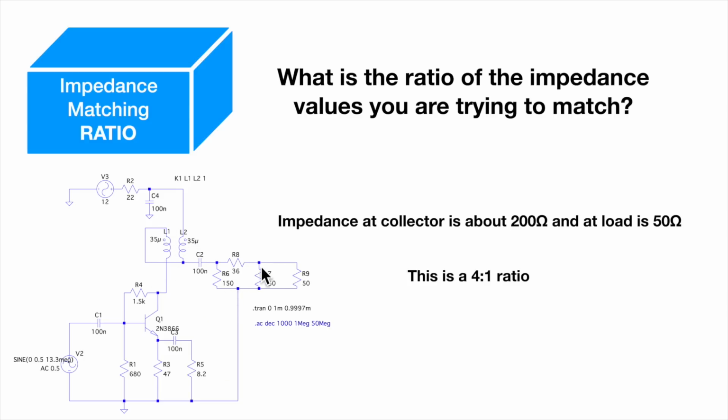We're not going to worry about that now. And look, there's a pi attenuator here as well. But the actual load is 50 ohms. What I want you to note here is that the impedance at the collector, as is the case for many common emitter amplifiers of this kind of design, is about 200 ohms. So we've got 200 ohms on the collector, and 50 ohms in the load. Well, that is actually a 4-to-1 ratio. 4-to-1, 200 down to 50.